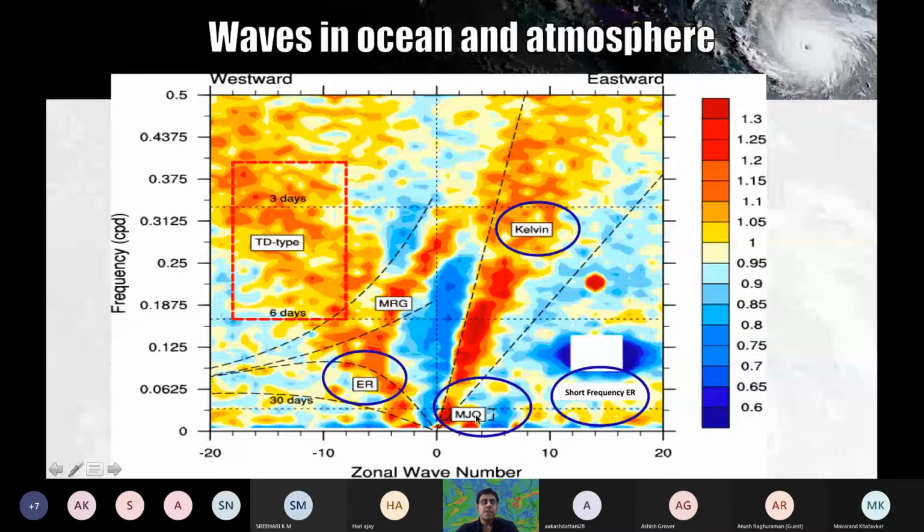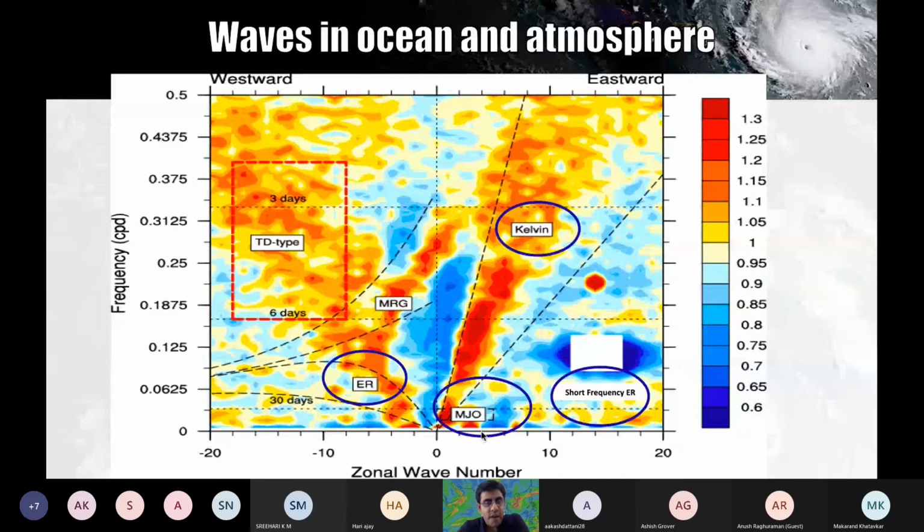And MJO, which is the Madden-Julian oscillation, is also a wave phenomenon, and it moves from west to east. Okay, so it has an eastward motion. Interesting thing about MJO is that it is a dispersive wave. So again, my same theory applies, that MJO is moving from west to east, but the energy transfer is not happening in the same direction.